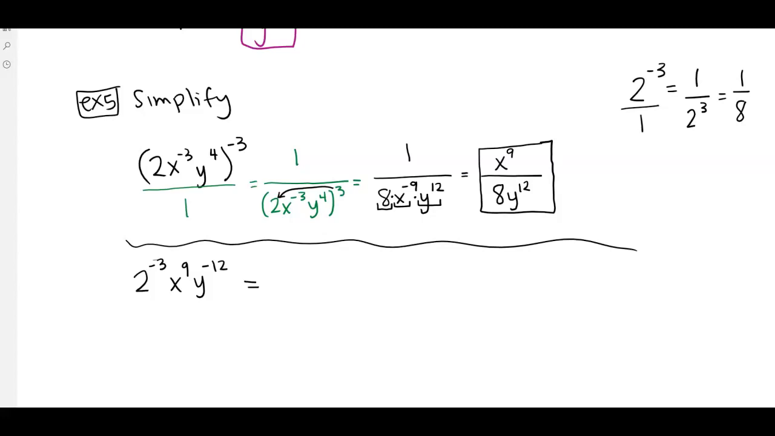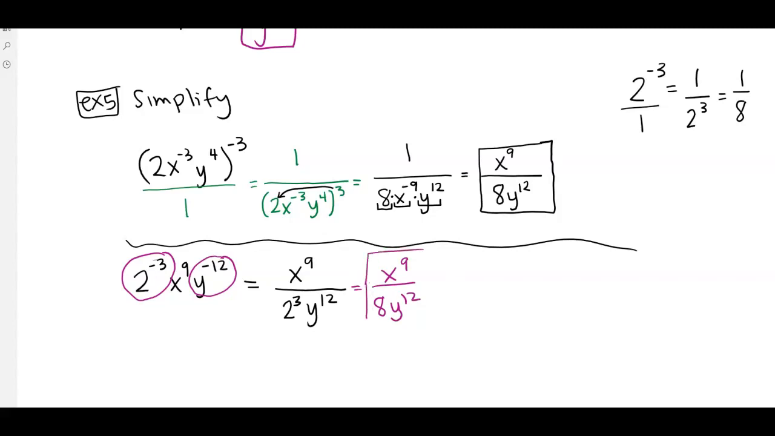So let me finish doing this here. So x to the 9th stays on top, right? My 2 to the 3rd goes downstairs, and then my y to the 12th goes downstairs, right? Because these guys were the unhappy ones upstairs. I've got to go downstairs, right? And then I just need to simplify that 2 to the 3rd to be 8. And so I still get the same answer. Okay? Either way I do it.